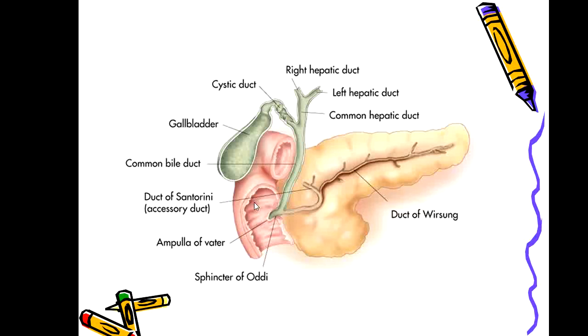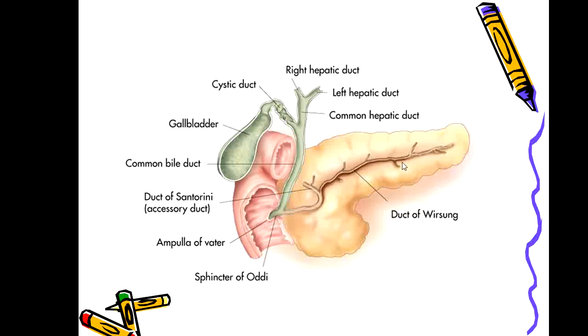Over here you can see this structure, which is actually the pancreas. And this is the duct of Wirsung.